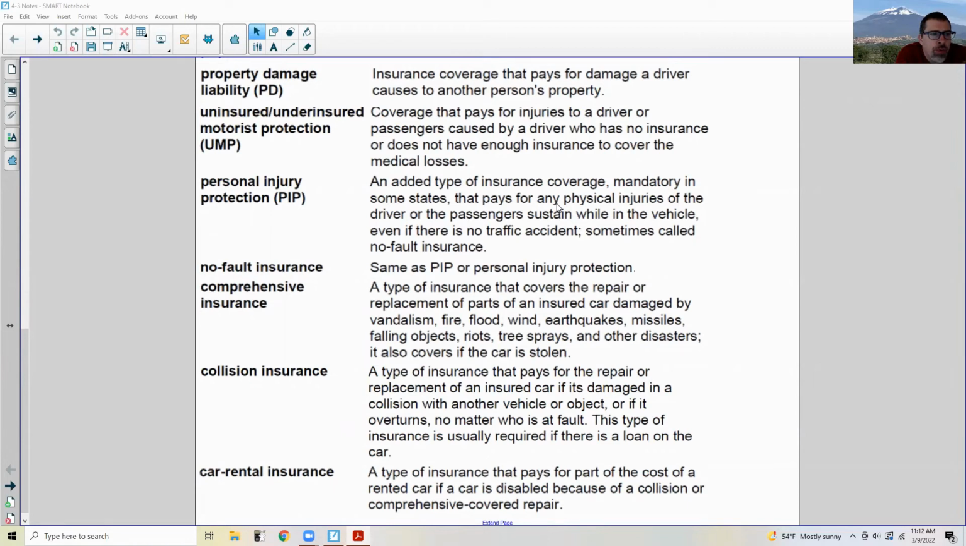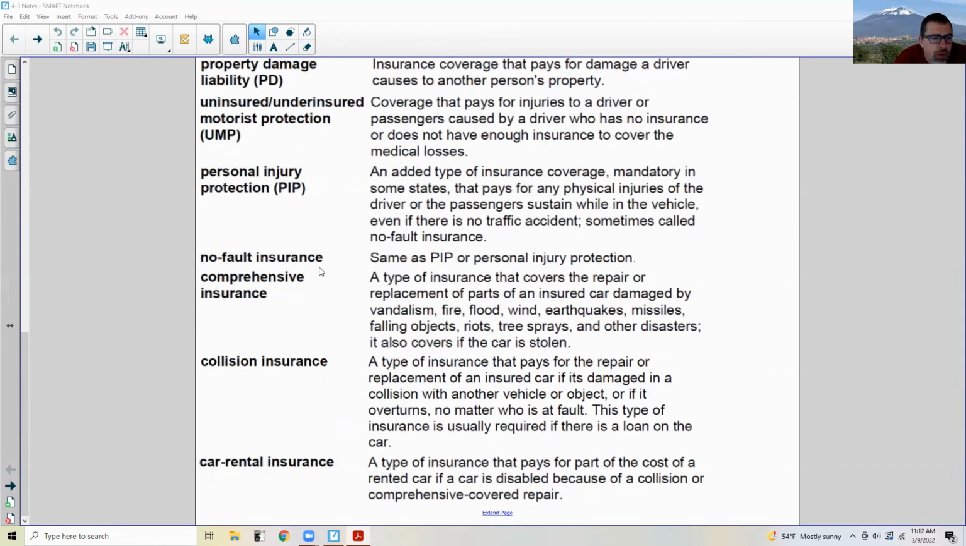Uninsured, underinsured motorist protection, UMP, is coverage that pays for injuries to a driver or passengers caused by a driver who has no insurance or does not have enough insurance to cover the medical losses. Personal injury protection, PIP, is an added type of insurance coverage, mandatory in some states, that pays for any physical injuries the driver or the passenger sustained while in the vehicle, even if there is no traffic accident, sometimes called no-fault insurance. So no-fault insurance is the same as PIP, or personal injury protection.